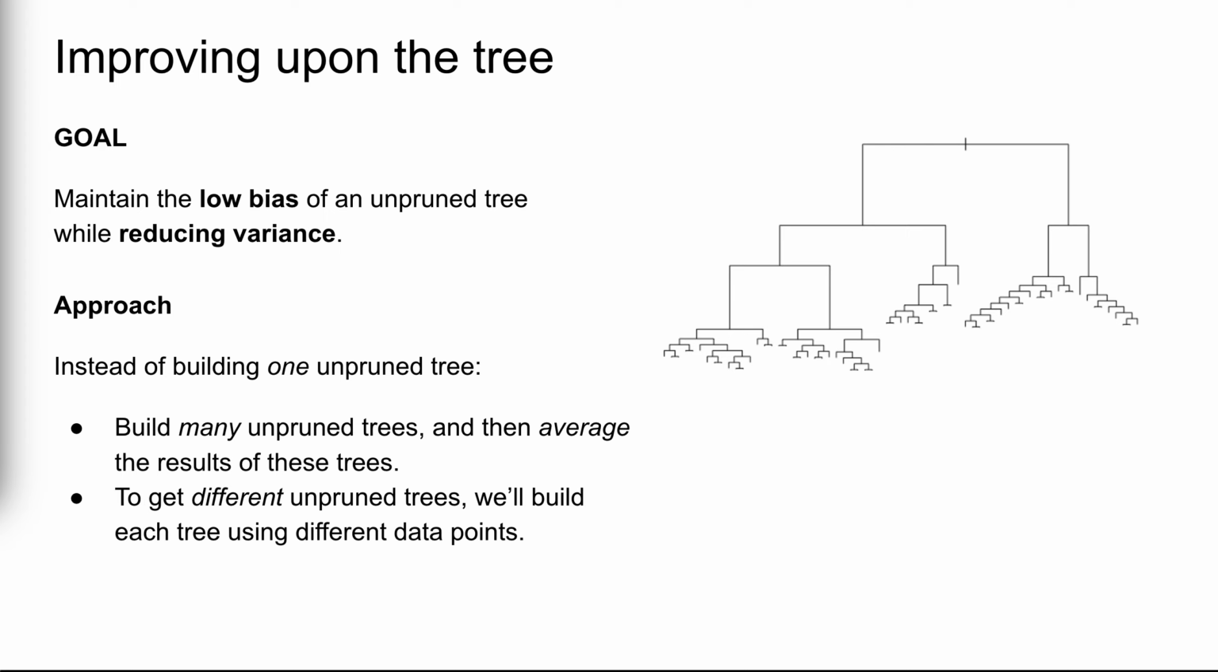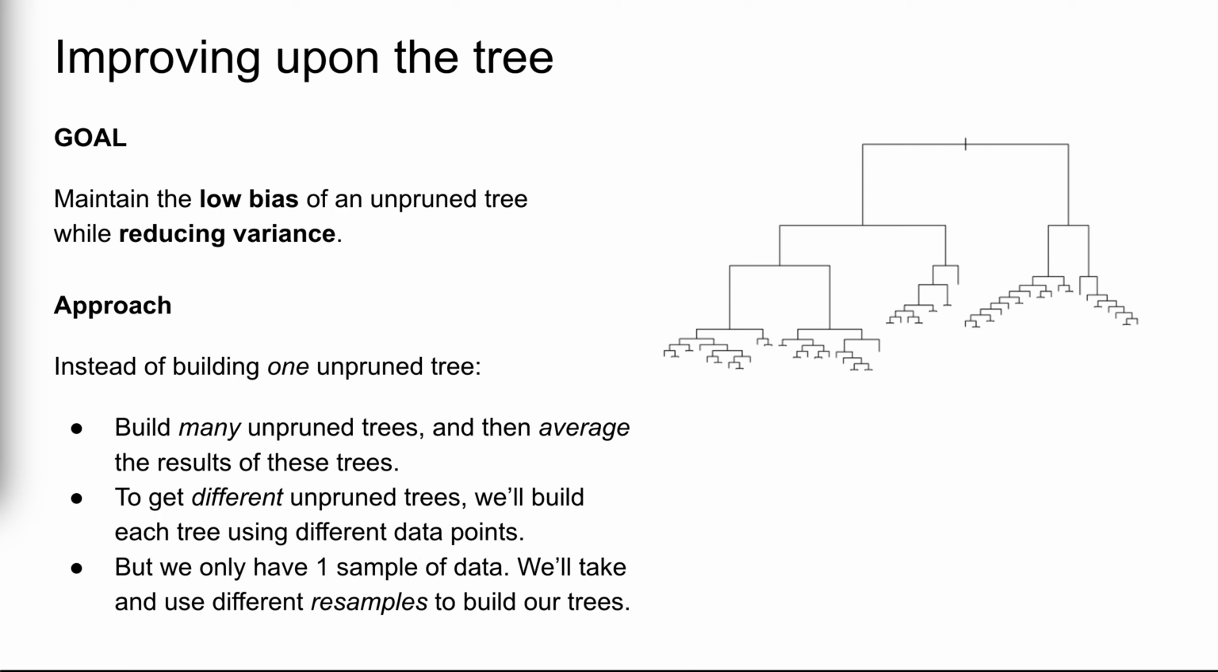To this end, in order to get different unpruned trees, we can build each tree using different data points. In doing so, though, we have to be a little clever. Because in practice, we only have one sample of data. We don't have endless sets of data at our disposal. However, we can simulate the possession of multiple different data sets by taking different resamples from our one sample dataset. We can then use each resample to build its own tree.